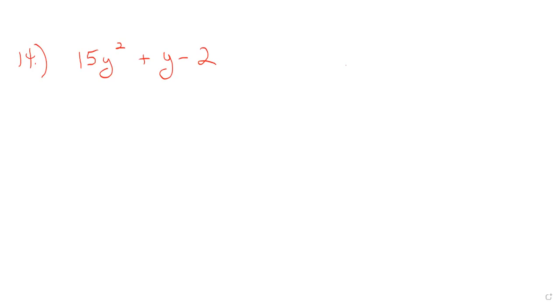So I'm going to do a times c. a times c is 15 times negative 2. So I'm looking for factors of negative 30 that are going to add to be my b term. The b is whatever's in front of your middle term here, and that's a 1. So factors of negative 30 that add to be 1. We could do negative 30 times 1, which is not going to get me to 1.